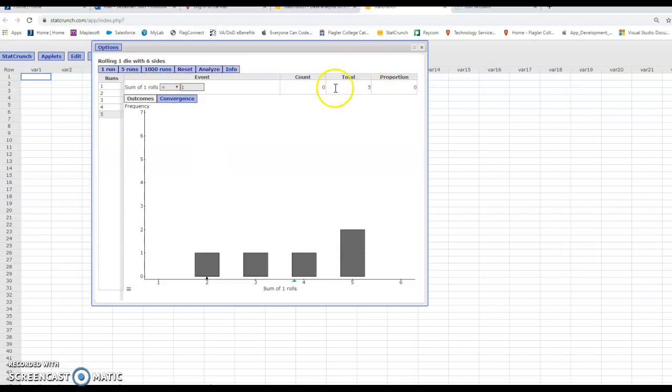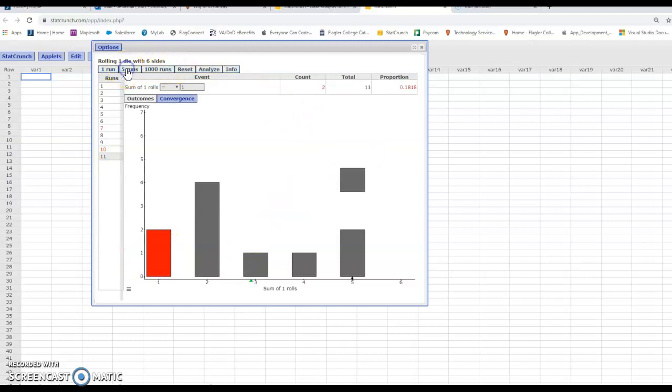Notice that we had no ones come up yet, so the count on the ones is 0 right now. Here's 5 more, that's 10. This was my first one that came up. It looks like I had 2 ones out of my 10 rolls so far. That's a proportion of about 0.2. We know that over the long run, this should be about 1/6, which is about 0.167.